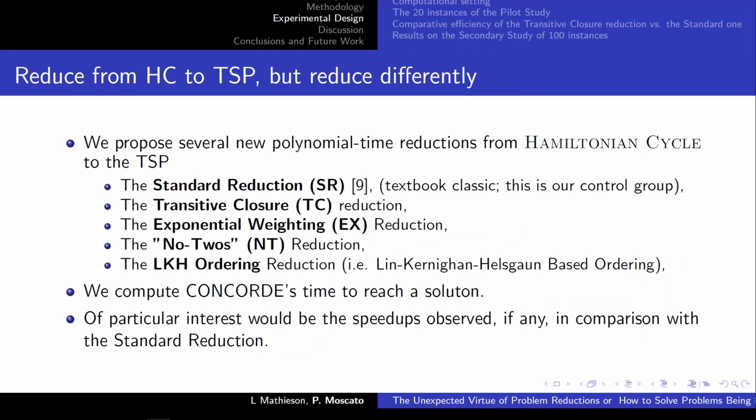We used the standard reduction, which is the classic, that's our control group, and 4 different ones based on the transitive closure of a graph, the exponential weighting that you can put, one that is looking at frustration called the no-2s, and one that looks at using a very good linear local minima that creates a different ordering, and that's called the LKH ordering reduction.